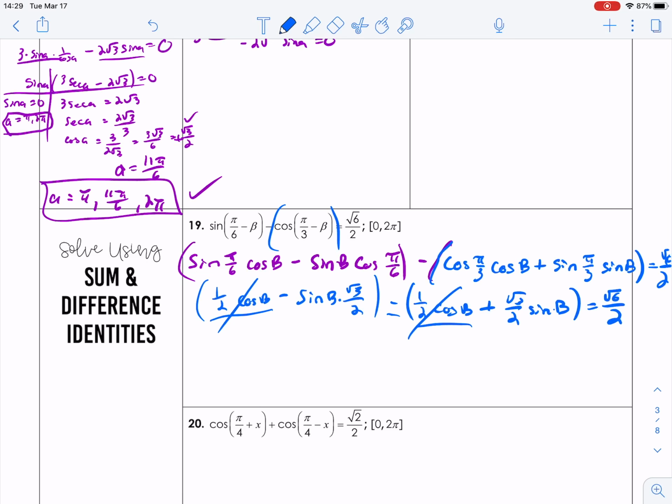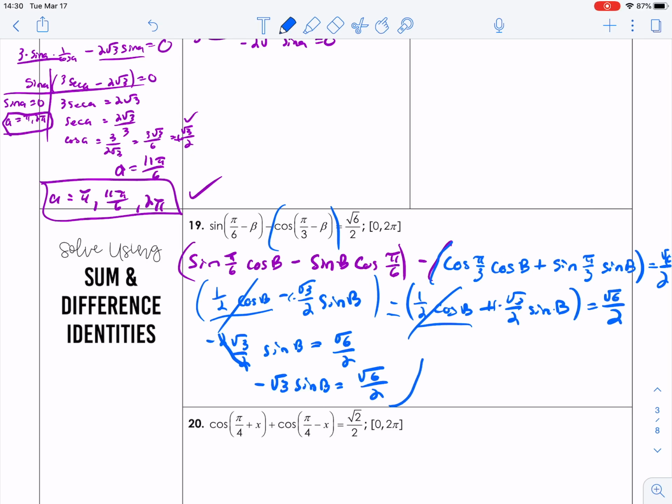Let's write this a little bit differently so you can see it better. We have negative square root of 3 over 2 sine of b minus square root of 3 over 2 sine of b. So a minus and a plus gives us minus. So we get negative 2 square roots of 3 over 2 sine of b equals square root of 6 over 2. 2's cancel out. So we get negative square root of 3 sine of b equals square root of 6 over 2.